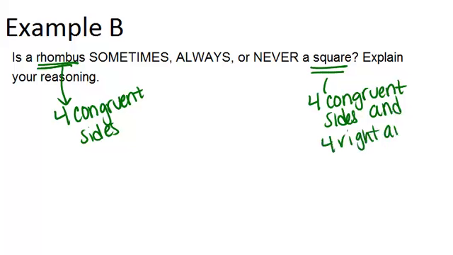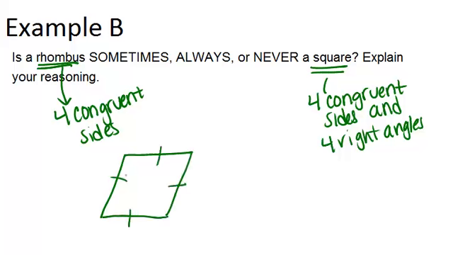So any shape with four congruent sides will be a rhombus. So what that means is that all squares are rhombuses. But that's not what the question is asking. The question is saying, is a rhombus, so some random shape that has four congruent sides, is that going to be sometimes, always, or never a square? So the answer is sometimes.